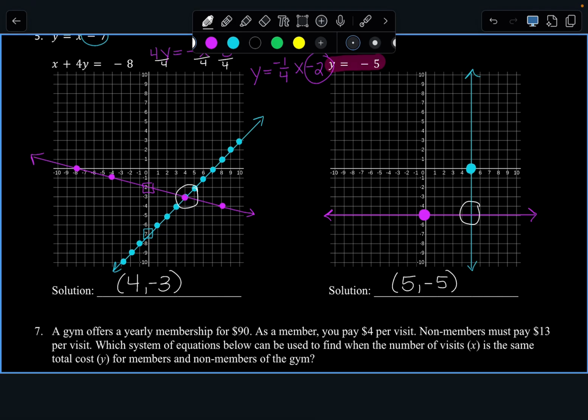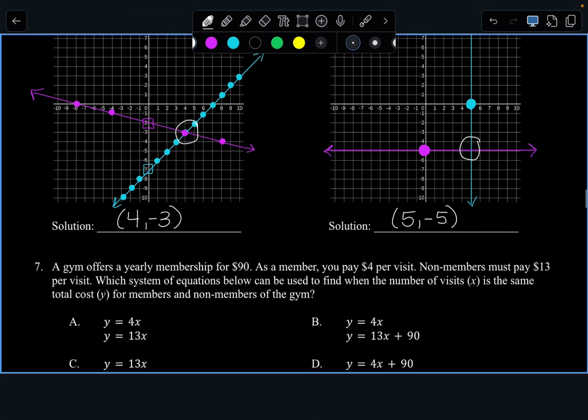Now, it's not always just going to be graph this, solve this. You might have word problems too. Word problems are the way that we can actually apply what we're doing for solving systems. So for number 7, I'm going to read through the question first and then we'll break it apart.